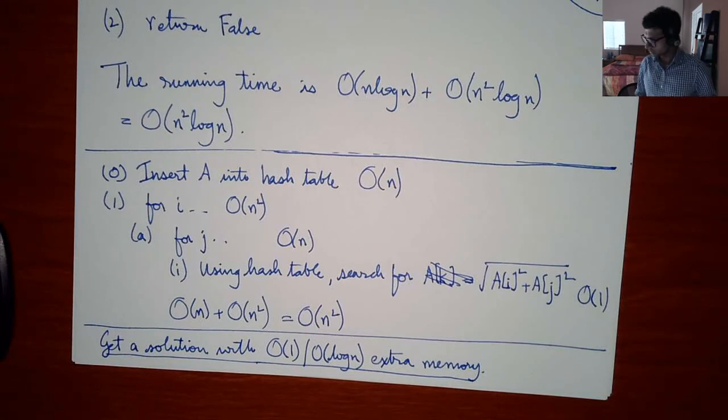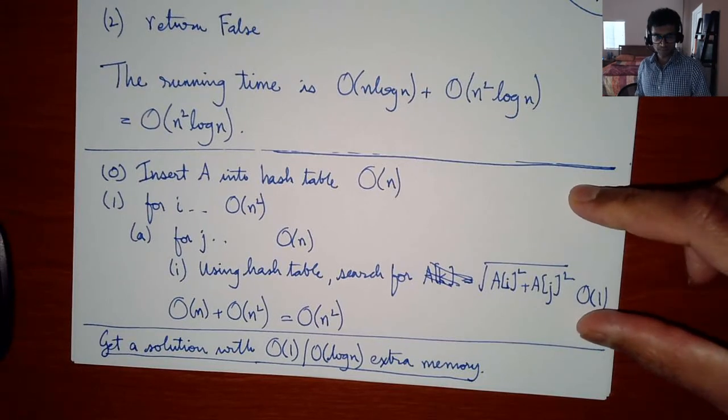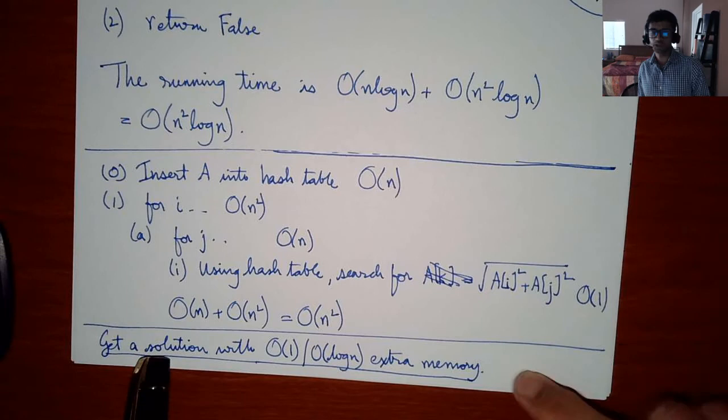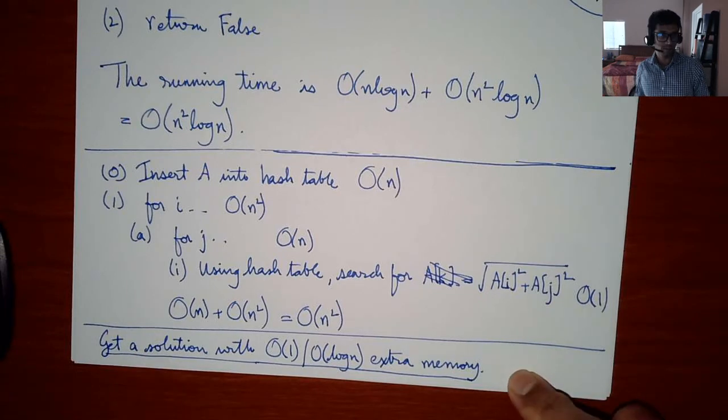Thank you. This gives you O of n squared. Except, suppose you had to get a solution with O of 1 extra memory, as I will ask in my question. So suppose you cannot build a hash table, and that's because building a hash table requires extra memory. Then what do you do? Okay, so let me pause here. Any questions about this?